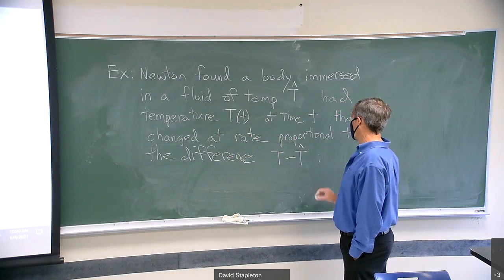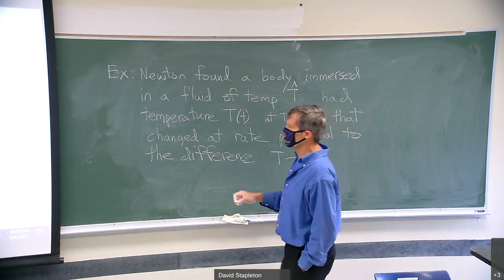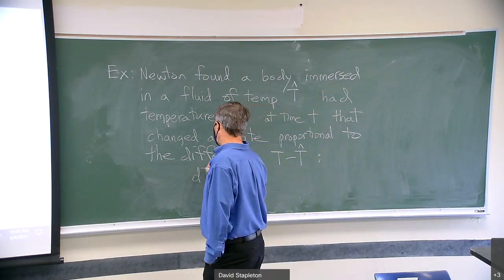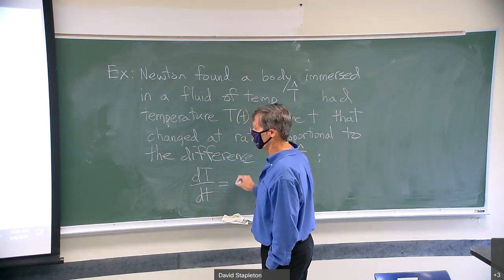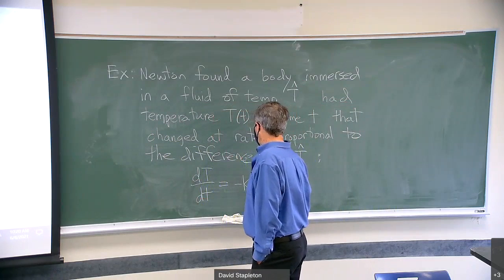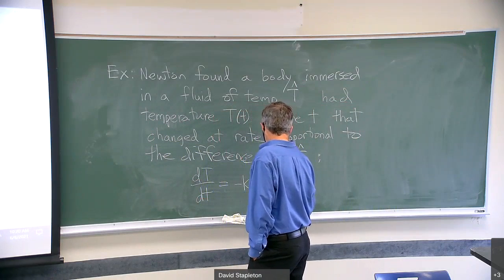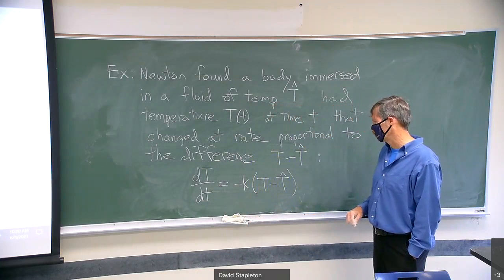And so if he finds that the rate at which it changes is proportional to the temperature difference, that means you have a differential equation, right? Rate is derivative. The derivative, or rate of change, is a constant times, I put minus a constant, times T minus T hat. Why did I use a negative K? If K is an arbitrary constant.